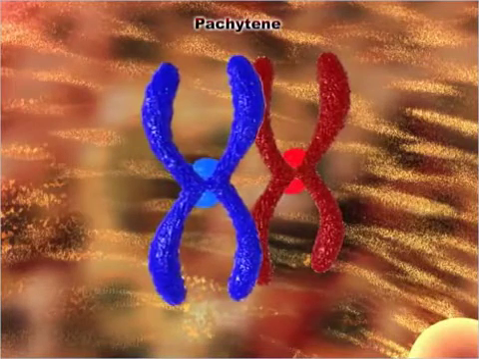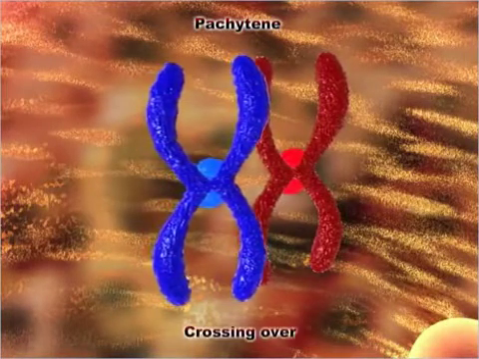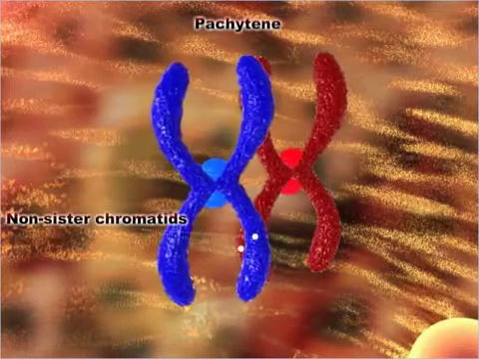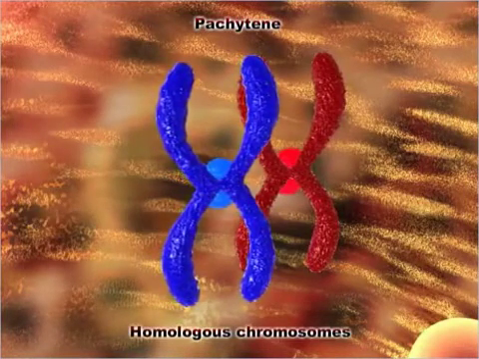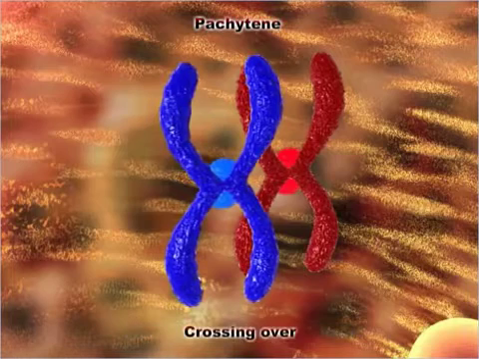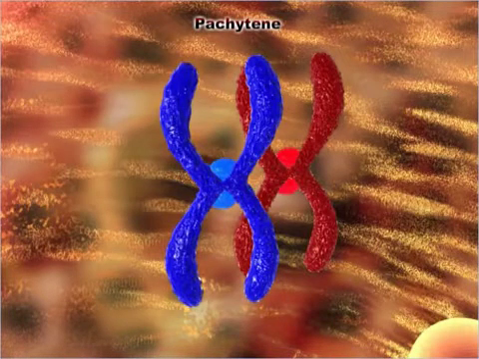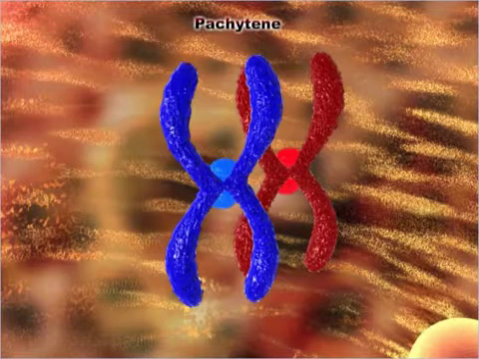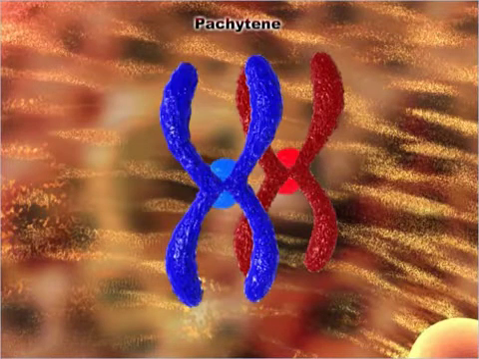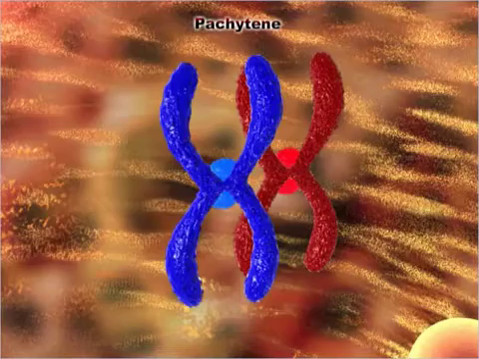During pachytene, chromosomal crossing over now takes place between the non-sister chromatids of the homologous chromosomes. This crossing over is what makes each individual unique and causes the recombination nodules to be visible. As the crossing over completes, it marks the end of the pachytene phase.